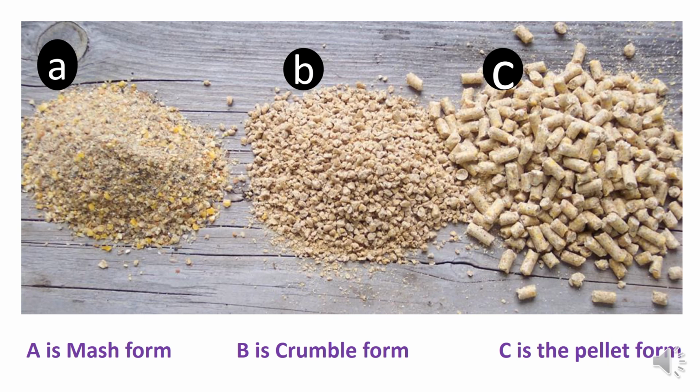These are the diagrammatic illustrations of the forms of the feeds. For example, we look at A, and A is the mash. You see that the particles are fine. Then you have the crumble, and then the pellets. This is now the pressed mash form. We say the advantage of feeding the birds with crumble and then the pellet is that it reduces wastage. Then the birds will always pick the feeds.